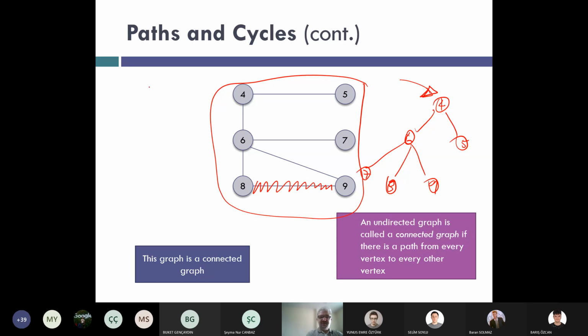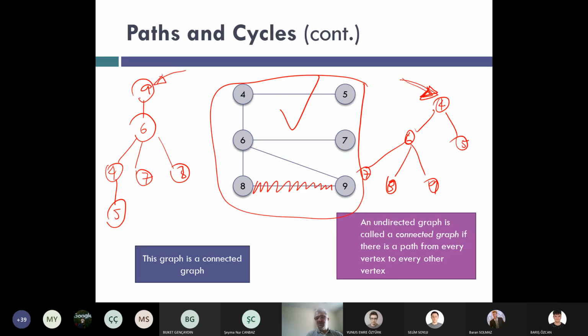For example, if we specify 9 as a root, then the tree would be something like this, right? 6 and 3 vertices connected to 6, 4, 7, and 8, and 5 here, right? All these trees are the same trees. This tree is not rooted. This tree has root 9. This tree has root 4. And all of them are the same tree as far as the graph is concerned. As a graph, they are the same.